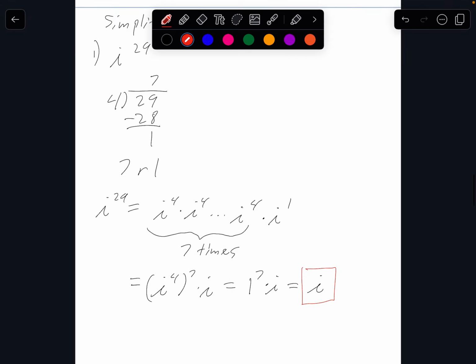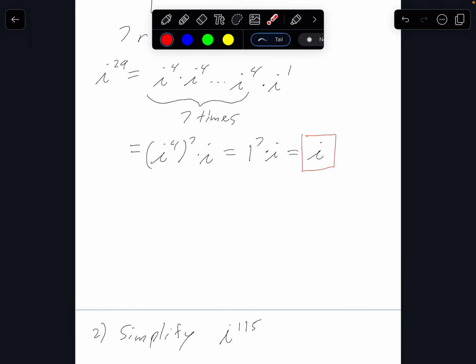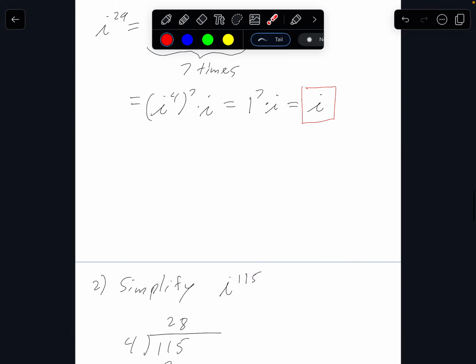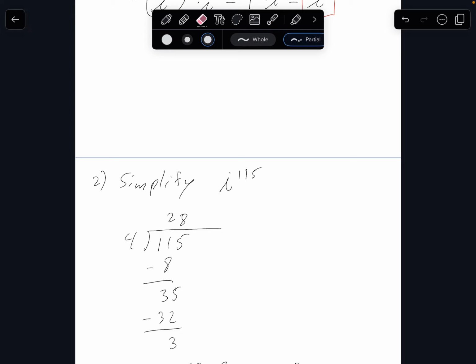Let's try another. We got 3 more examples to go through. Let's simplify i to the 115th power. This is a high number, but you'll see that it really doesn't add much more difficulty to this problem. Let's do this long division organically. I'll show it to you live here, okay? So we're doing 115 divided by 4, and again, we're always dividing by 4 because that is the number of patterns that repeat. That's the number in the pattern.